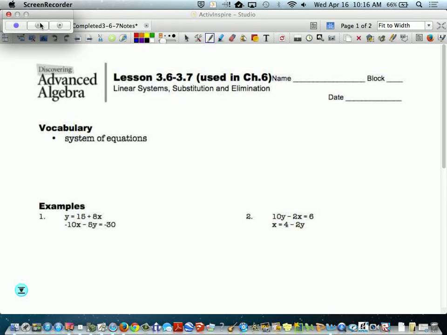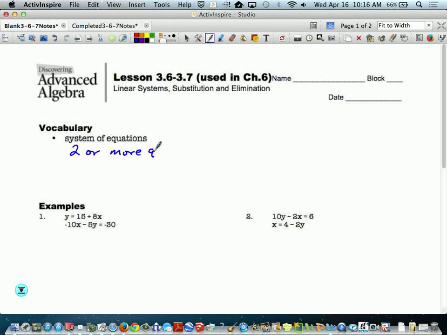So a system of equations is basically two or more equations, and we are, I guess, looking for their intersection.